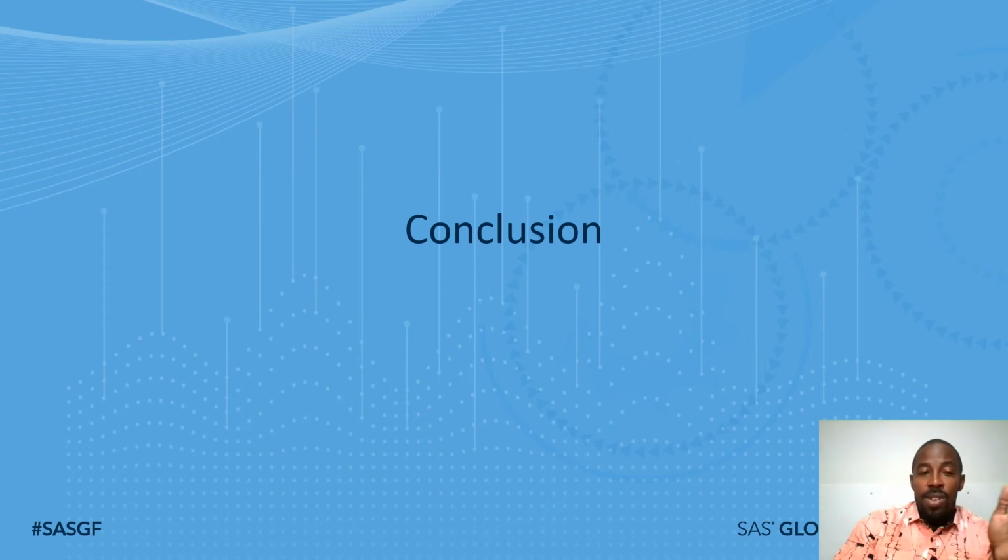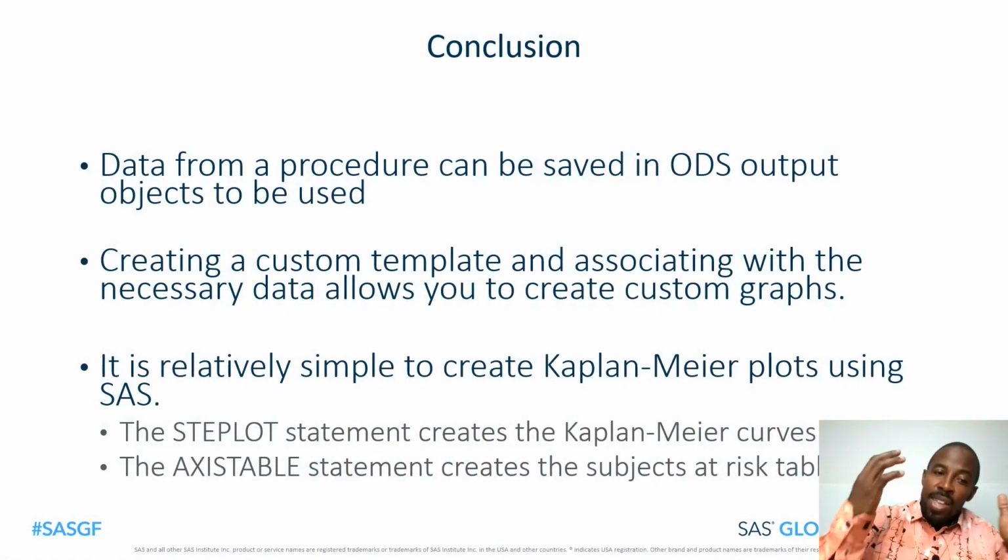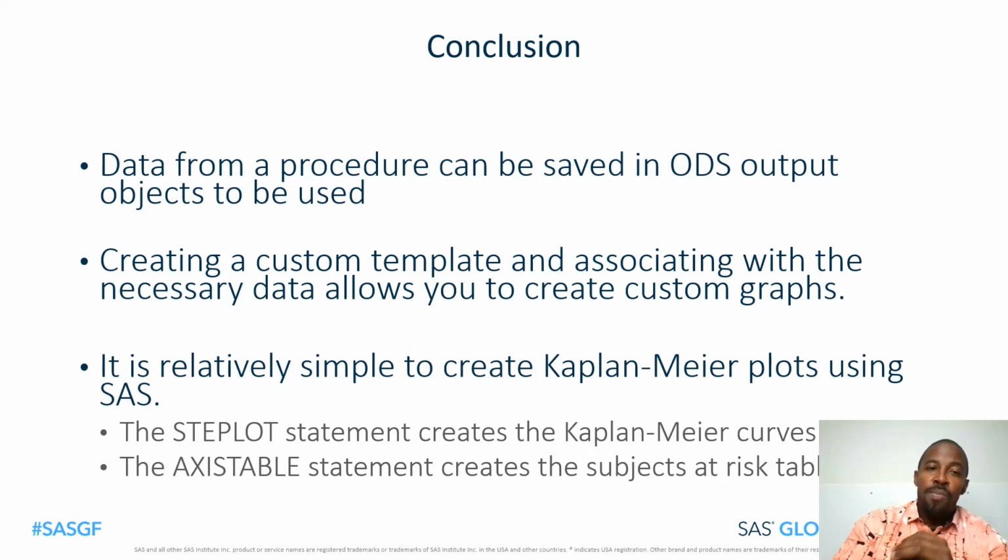So the conclusion: data from a procedure can be saved in ODS output objects to be used later on. As we've seen in this example, creating a custom template and associating it with necessary data allows you to create custom graphs quite easily. And it's relatively simple to create Kaplan-Meier plots using SAS.